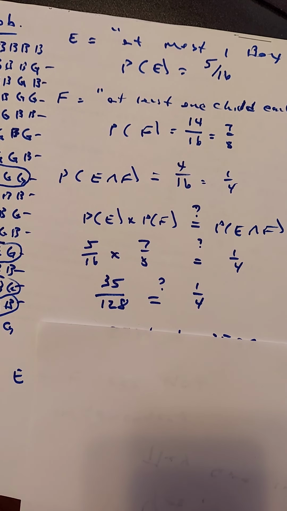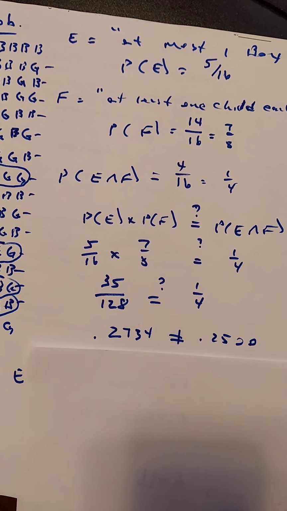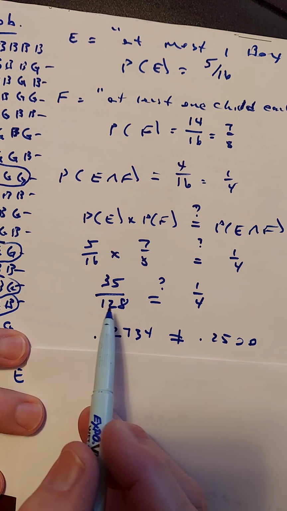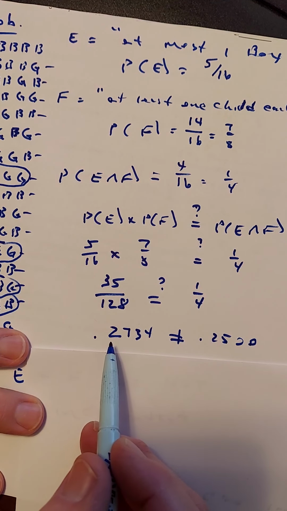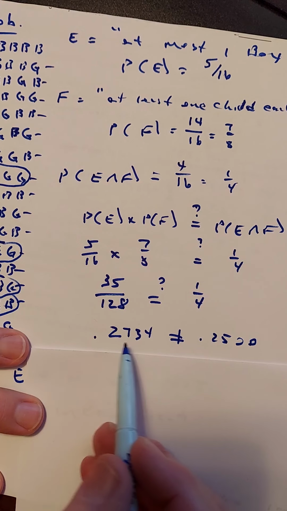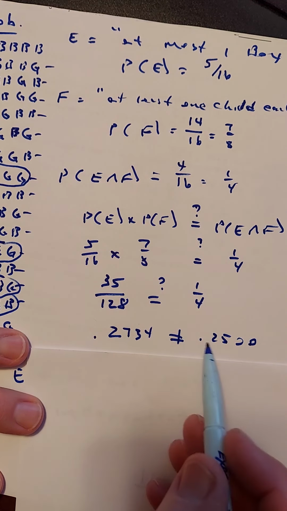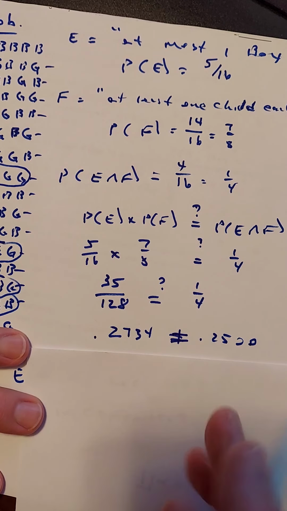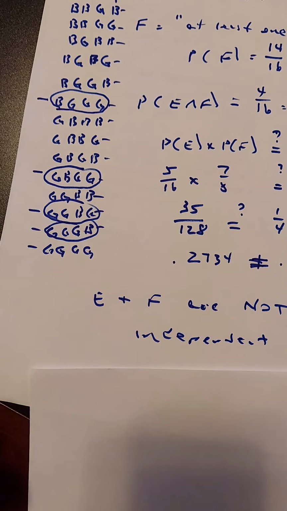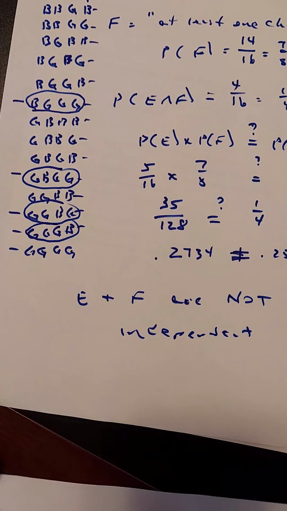Well, even now, I'm not sure if you would know that's true or not. At this point, if you didn't know better, I would change them to decimals. This 35 over 128 works out to be 0.2734. And of course, 1/4 is 0.25. Are those equal? No. That means E and F are not independent.